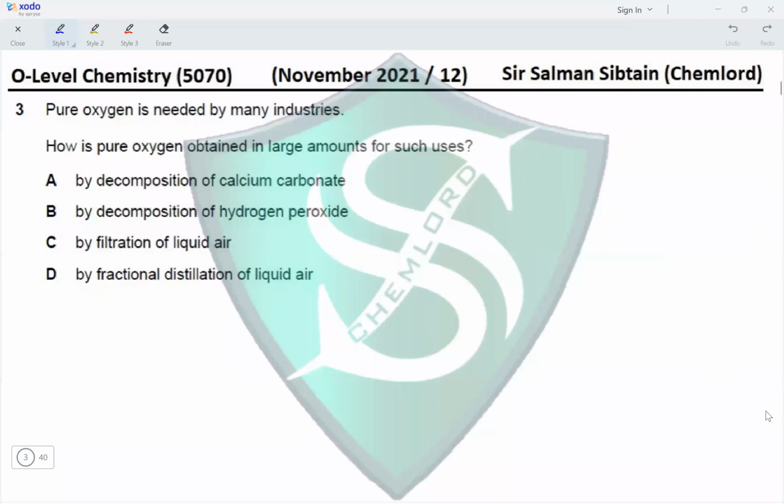Question 3. Pure oxygen is needed by many industries. How is pure oxygen obtained in large amounts for such uses? A. By decomposition of calcium carbonate. Calcium carbonate is CaCO3. When it decomposes, it produces calcium oxide and carbon dioxide. Oxygen is not a product of this reaction.